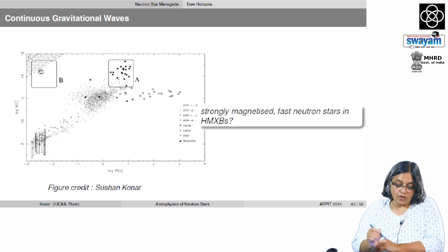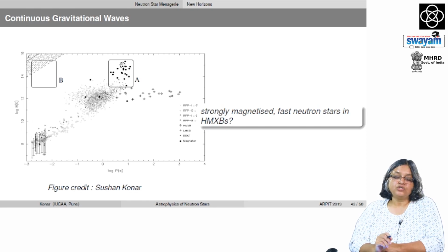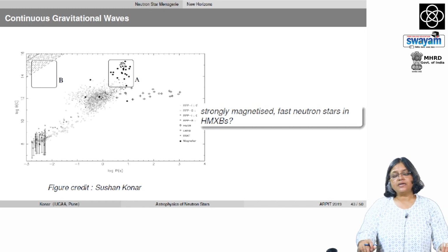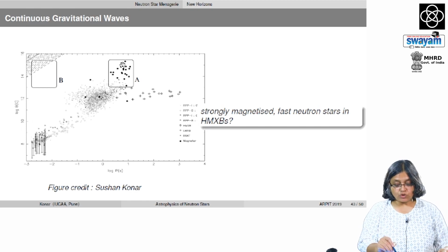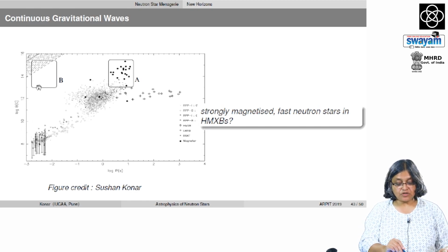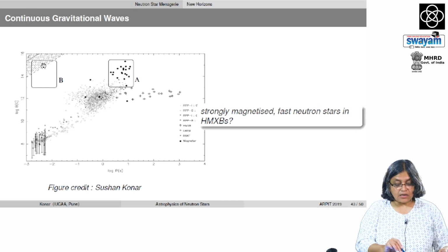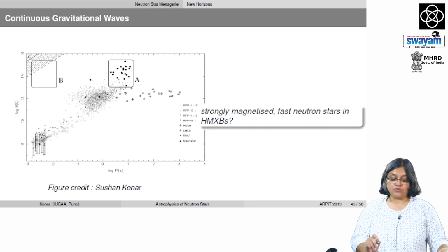that we know about. Now, in this box what you see are strongly magnetized objects, which are the magnetars. Now, there is some suggestion that magnetars are born extremely rapidly spinning. If that is so, then this box would be shifted to a region like this, to the region B. Now, this region is accessible by the detectors that are being planned today.